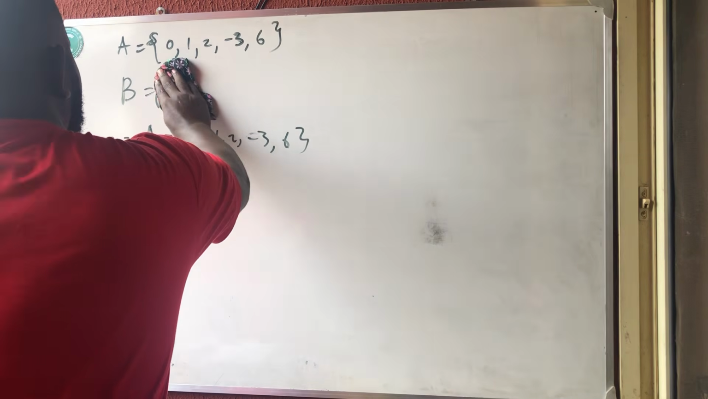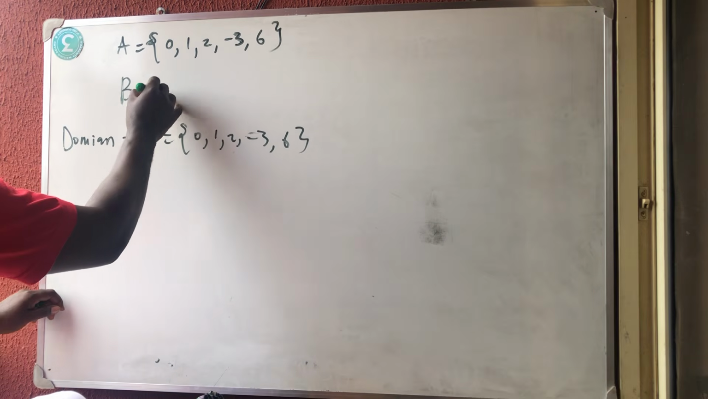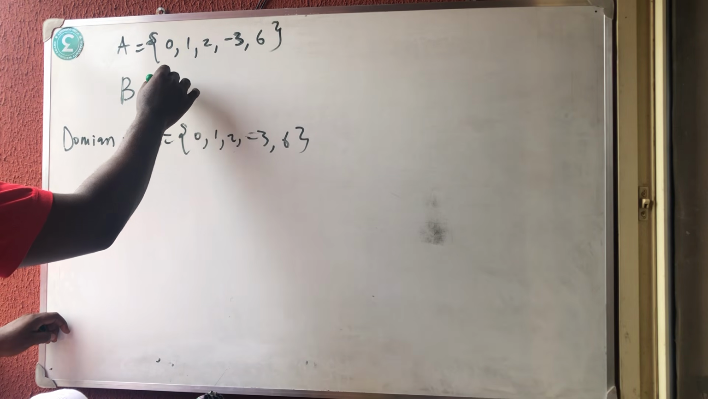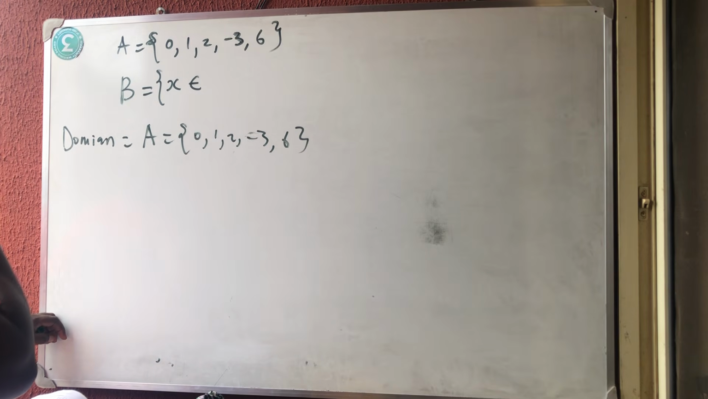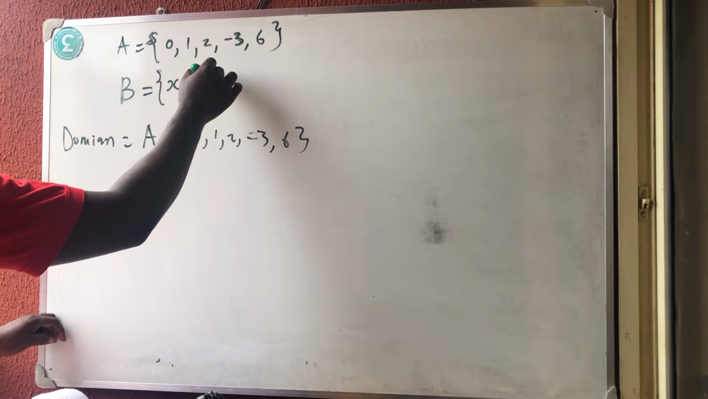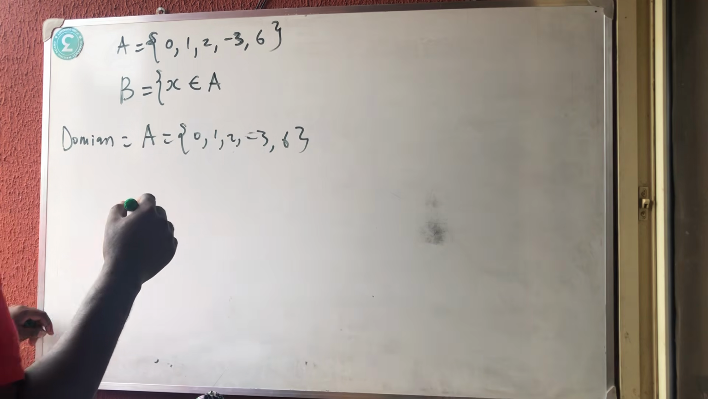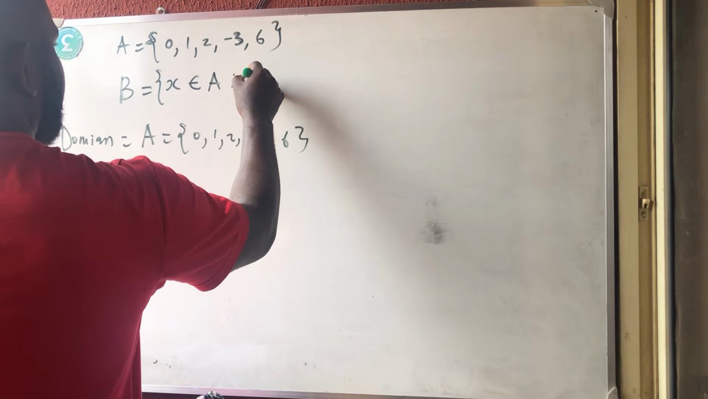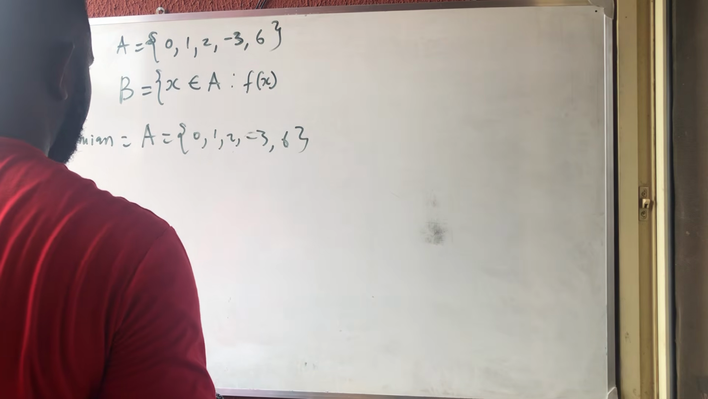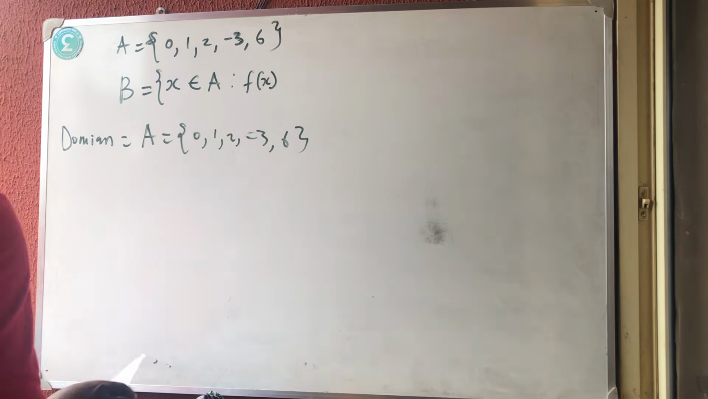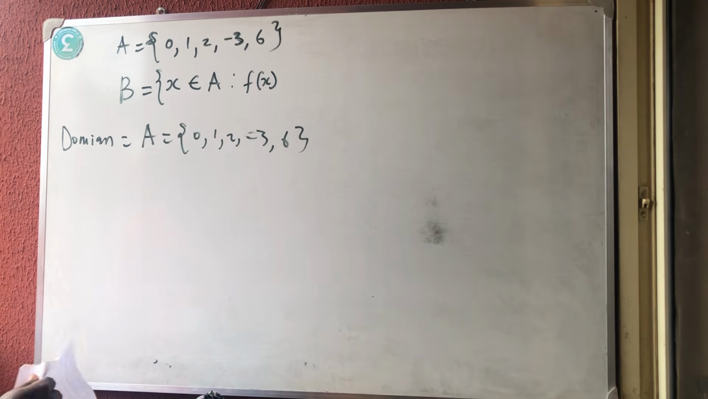Okay, let me put it this way. Let me put it that B is what? A set of x, which is an element of A, such that f of x. Let me use the exact question there. I don't want to make a mistake.